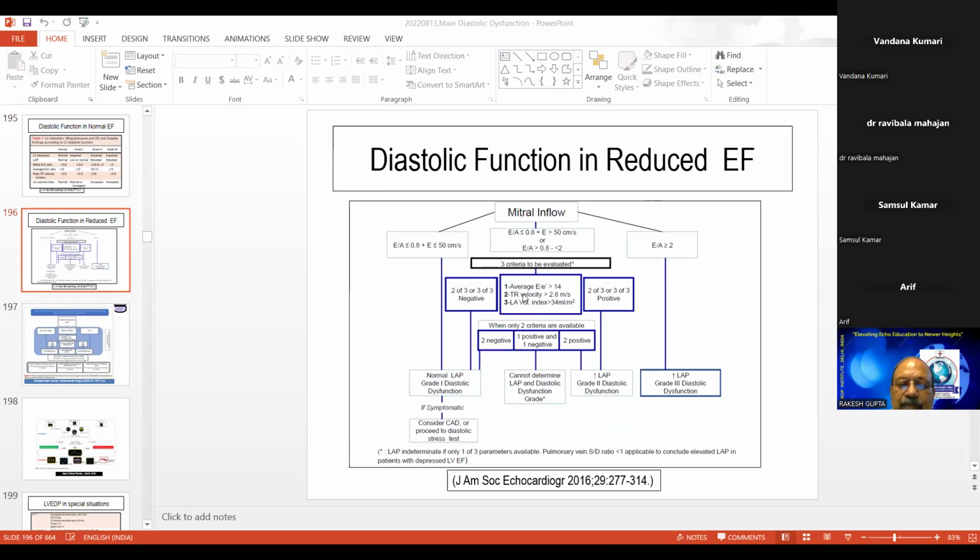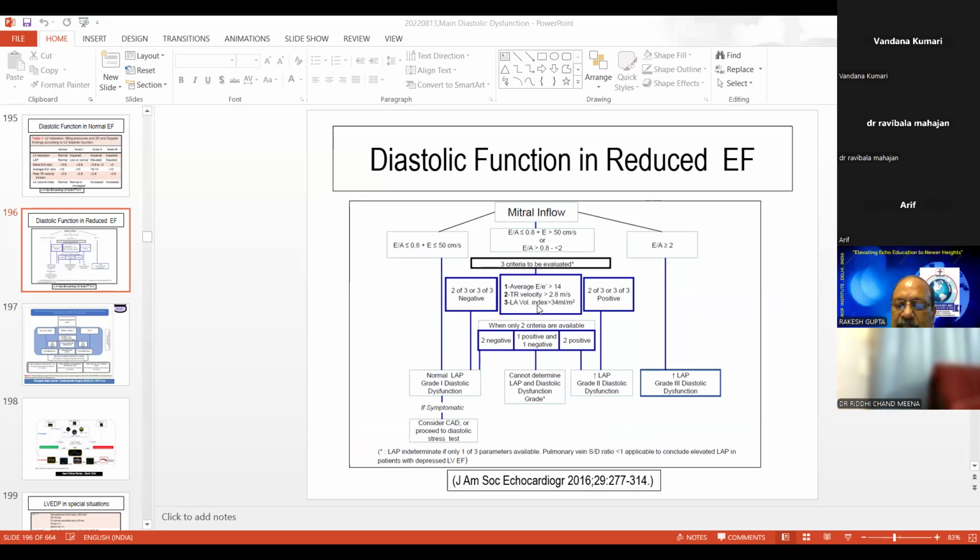If we have this formula, we utilize these three surrogate markers. If two are positive, we say grade 2 diastolic dysfunction with raised LA pressure. And then look, the LA volume index is also more than 34 cc. And if the E/A ratio is more than 2, we already say grade 3 diastolic dysfunction with raised LA pressures. So that is an indirect marker for LA pressures. Clear?